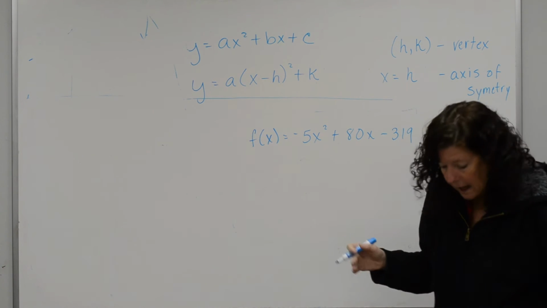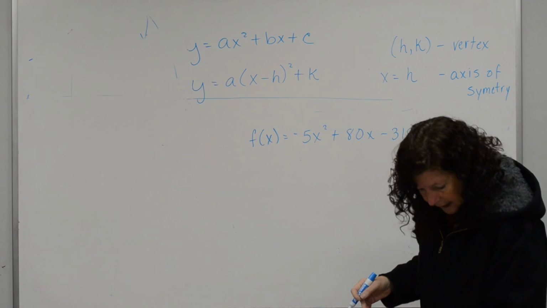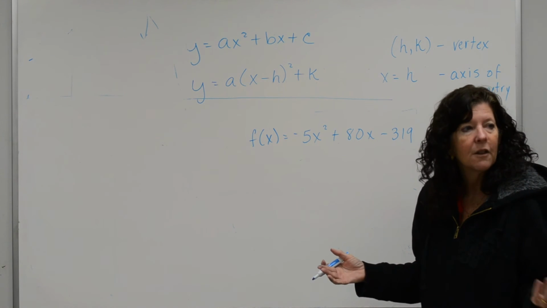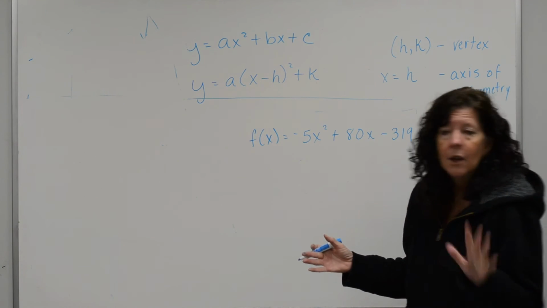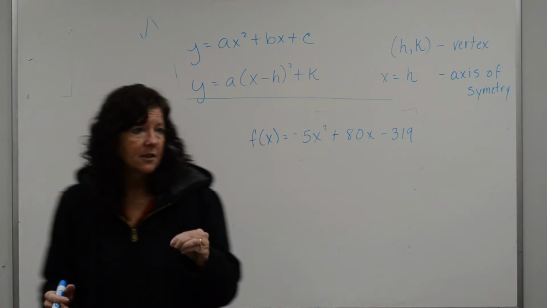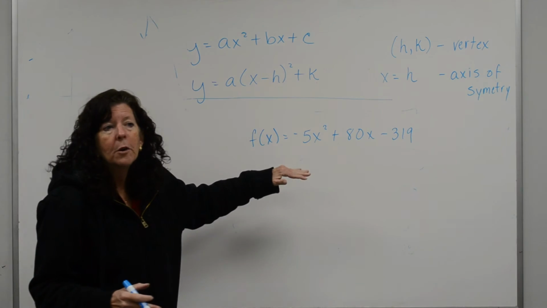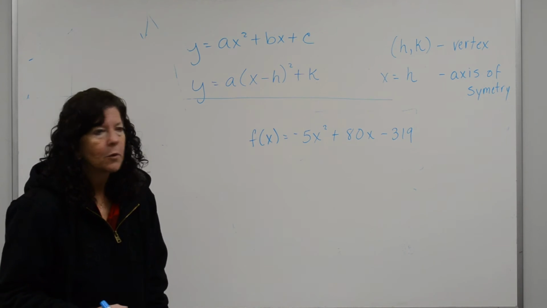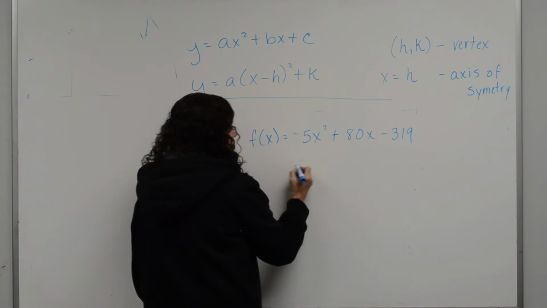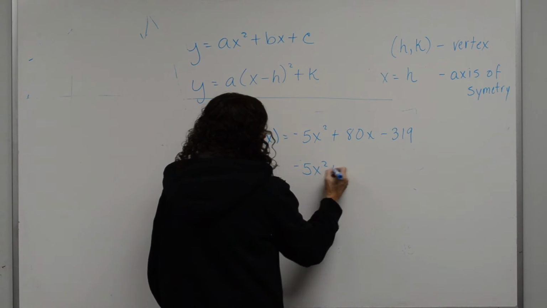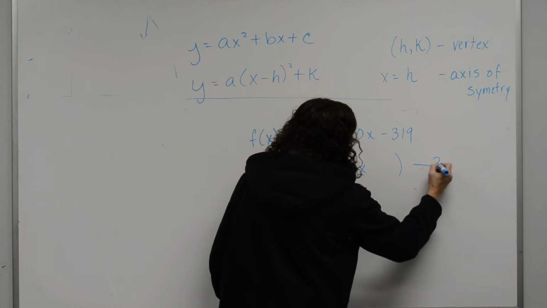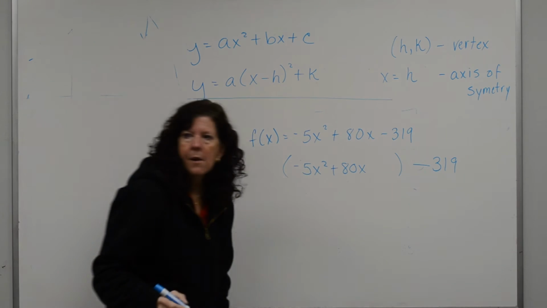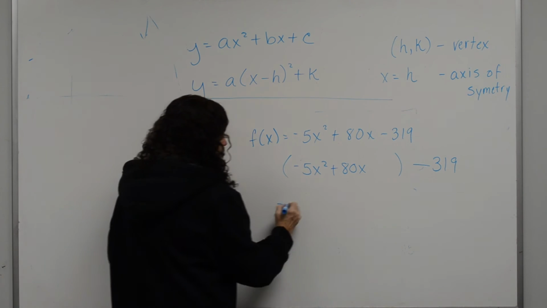They give you that and they say, name the vertex, the axis of symmetry, and the direction of the opening of the graph. That's all they ask. They don't ask you to graph it. So pay attention to what it's asking you. If I can put this in the right form, I can get all that stuff just from the form. So I'm going to leave the first two right here at the front. Then I'm going to throw this back here. I'm going to factor out the negative 5.